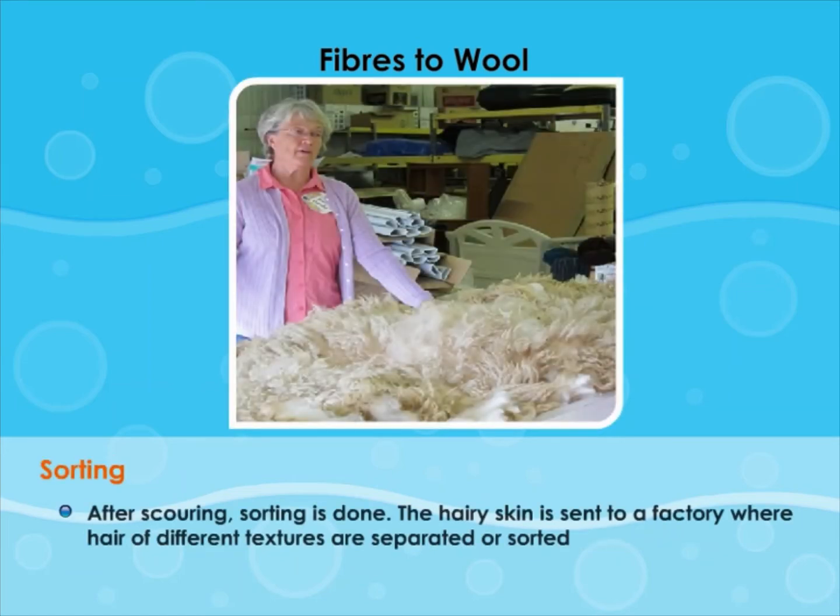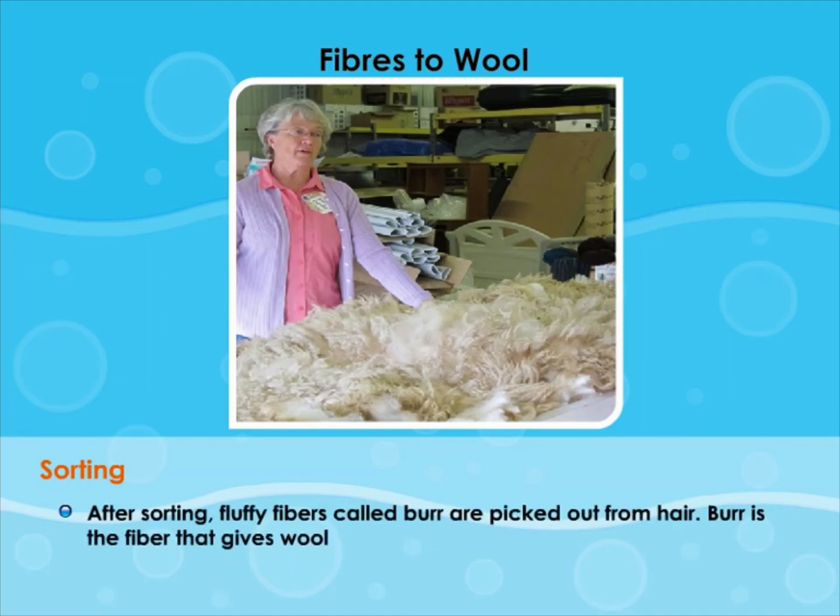Sorting. After scouring, sorting is done. The hairy skin is sent to a factory where hair of different textures are separated or sorted. After sorting, fluffy fibers called the burr are picked out from hair. Burr is the fiber that gives wool.